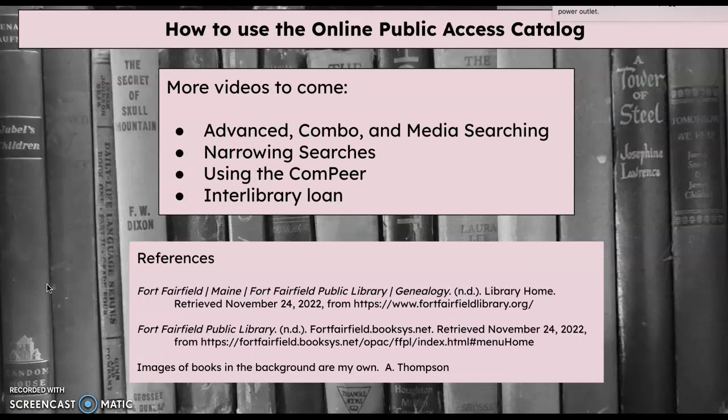For more videos that will be coming to you soon, you will learn how to use an advanced search, a combo search, and a media search. We will learn how to narrow down our searches, and then we can use the compare to see what other libraries have if our library doesn't have what you're looking for. And we'll also eventually learn about interlibrary loan, which is when you can get a book that the Fort Fairfield Public Library doesn't have, but another library may.